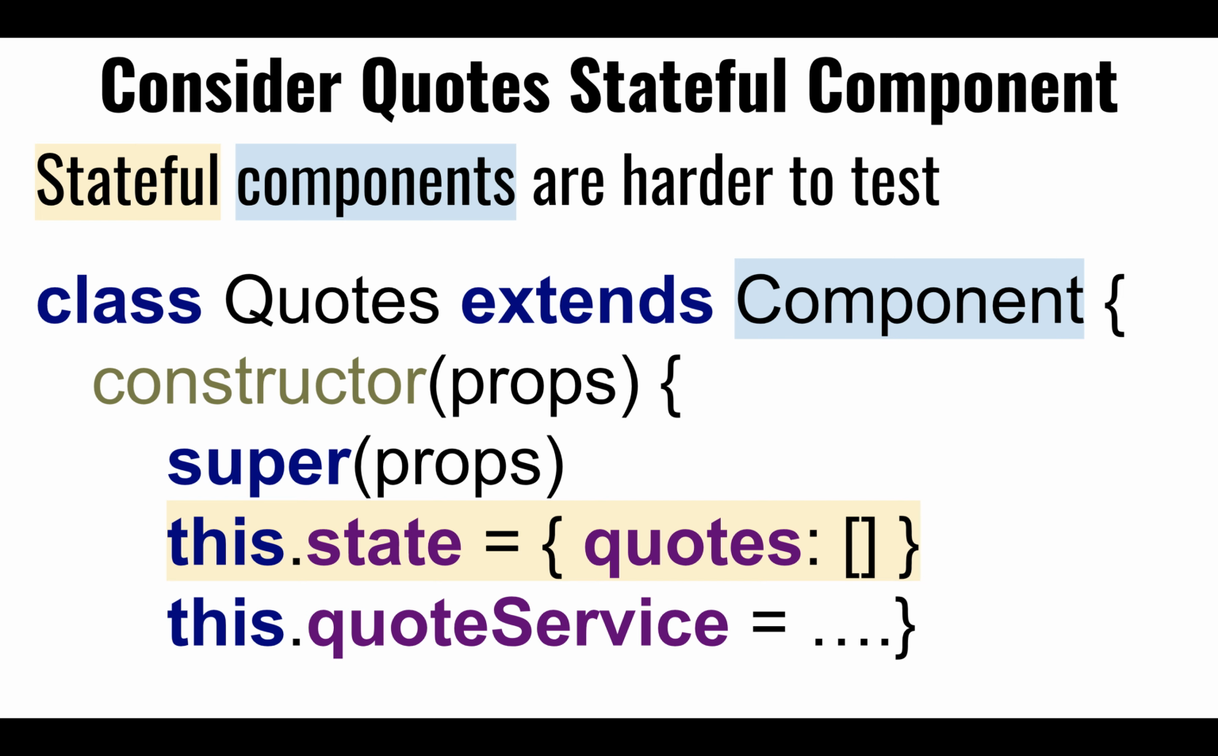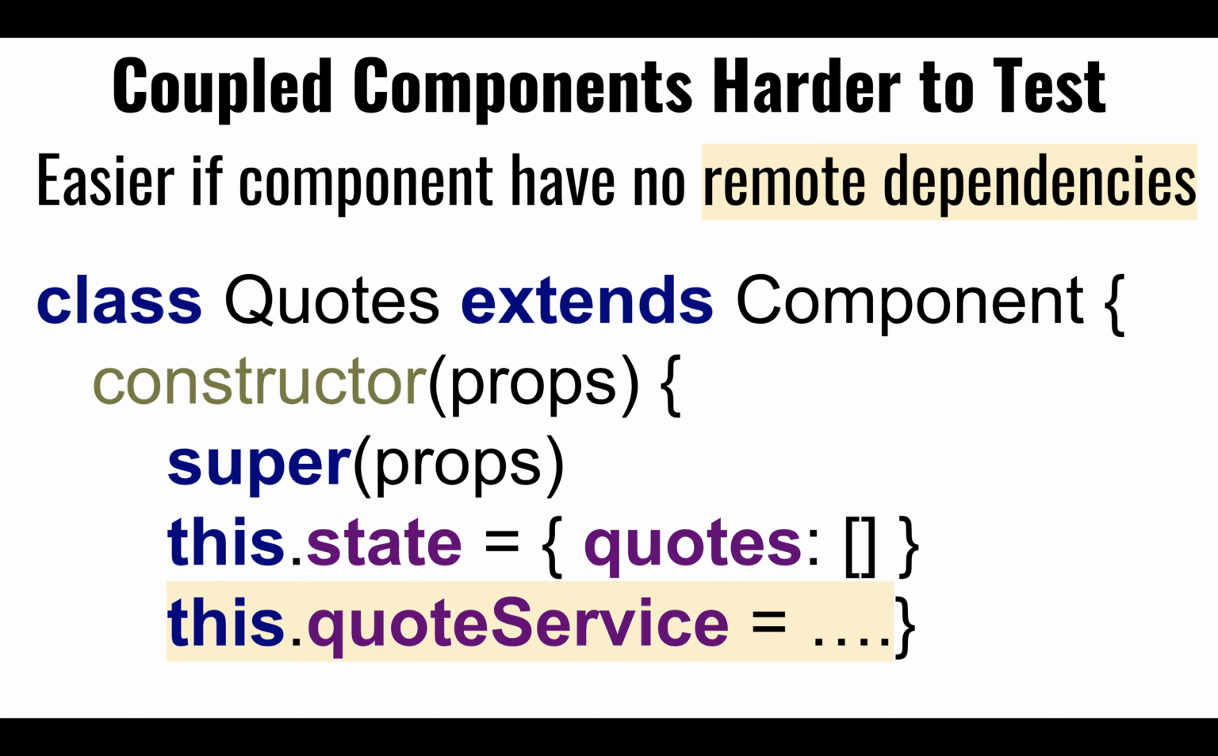It also had a dependency on the service, the quote service, which it got hold of using a singleton pattern. It got a hold of an instance, and then it maintained it as a local variable. Okay, it was a common implementation of a stateful component.